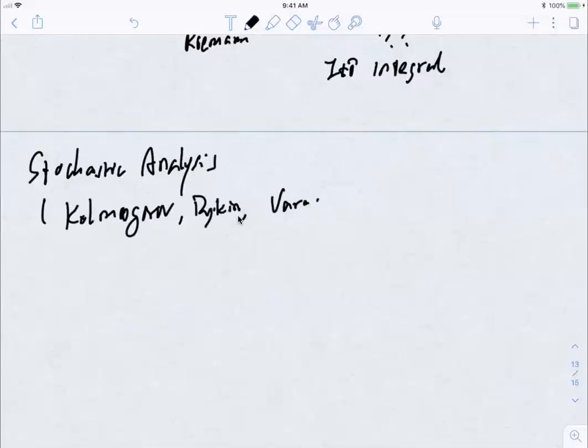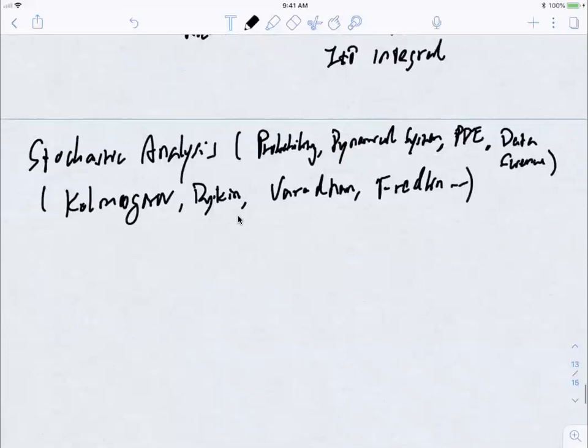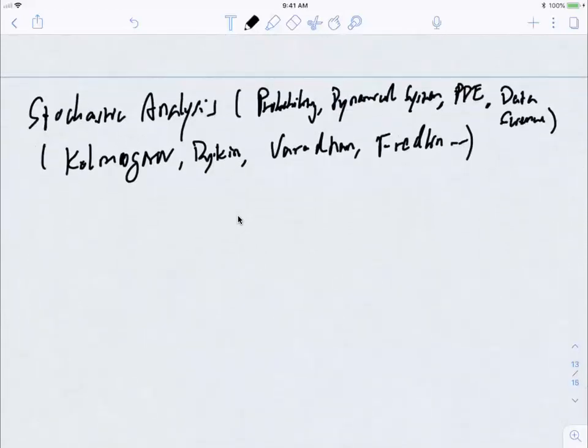Many people study this. Probably in the probability community there are many people, and also in dynamical systems. If you study the behavior of dynamical systems, they use stochastic analysis as well. Of course, people doing PDE, and nowadays people doing data science and machine learning need to use this. Why? I can tell you with a very easy example.